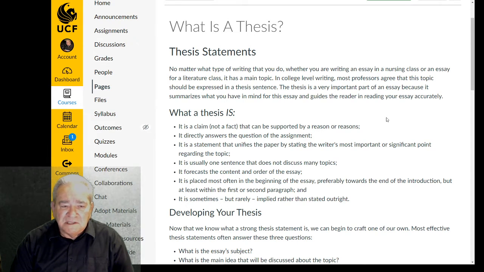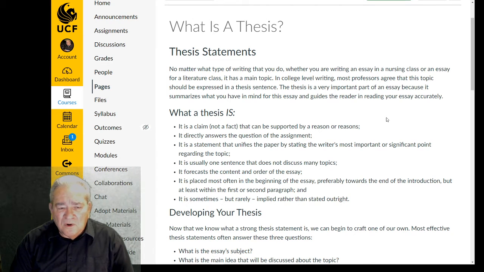The assignment in this case is that you have to have a debatable issue, and your thesis lets me know and lets your readers know that this is what your paper is all about. It's a statement that unifies the paper by stating the writer's most important or significant point regarding the topic.